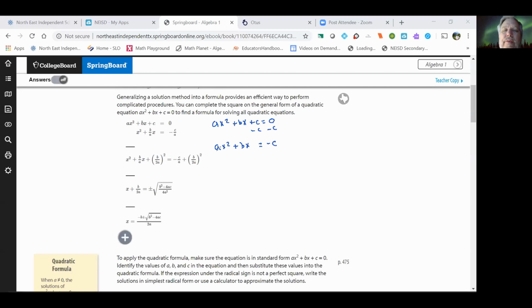Now the next thing I want to do is I do not want a coefficient in front of x. So right now we have an a. We don't know what a is, but whatever it is, we need to get rid of it. So to get rid of the a, we're going to go ahead and divide both sides by a. And those cancel out. I end up with x squared plus bx over a is equal to negative c over a.